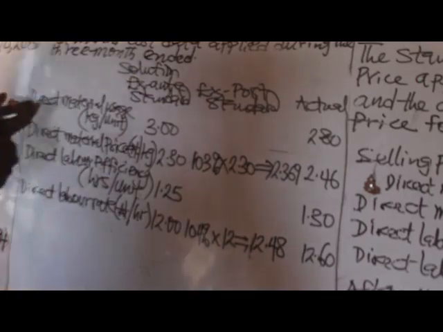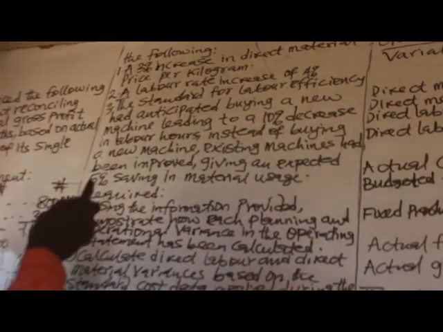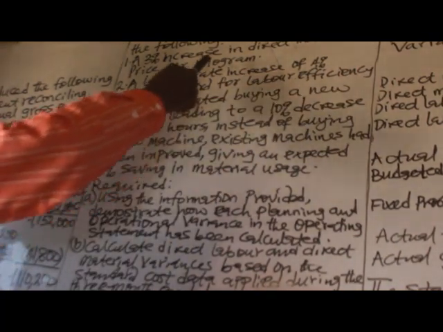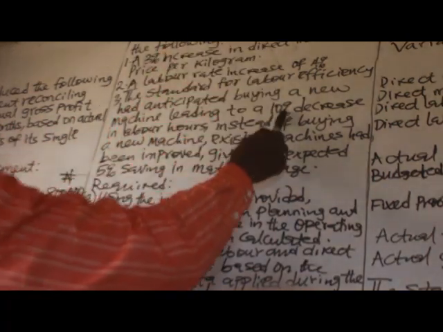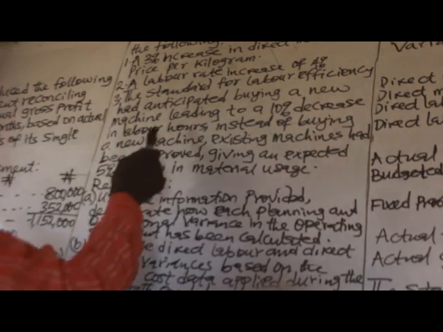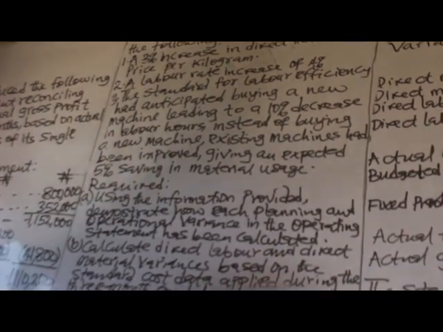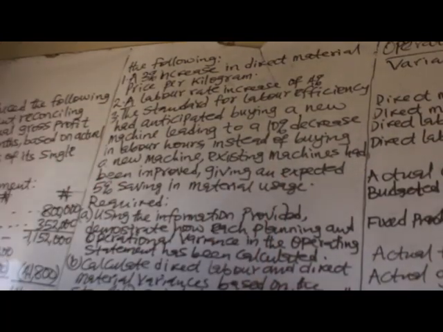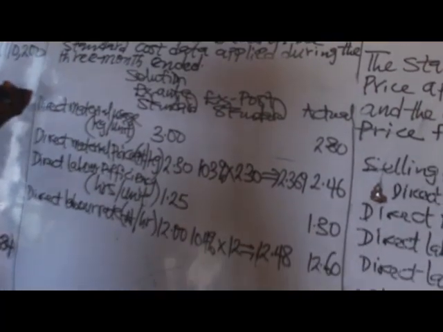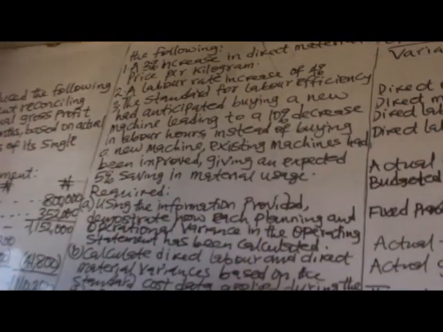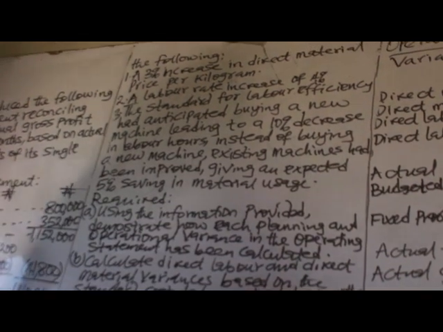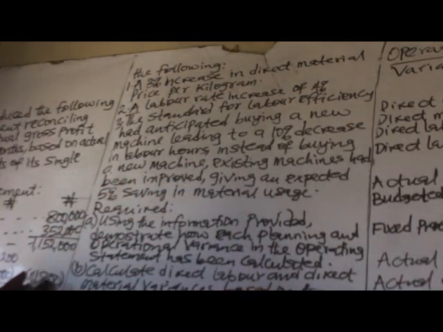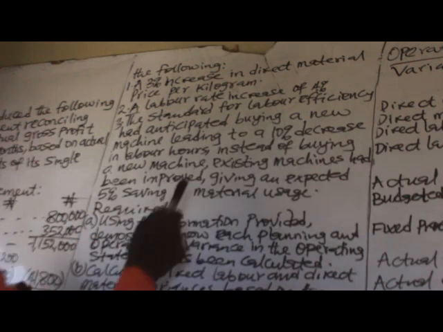Back to the question. Note 3. The standard for labor efficiency had anticipated buying a new machine leading to a 10% decrease in labor hours. So efficiency of labor decreases. If it decreases by 10%, the standard efficiency will be 90%. So you now want to calculate what the efficiency ought to have been. If it decreases by 10%, you subtract 10% from 100, then you'll be left with 90%.